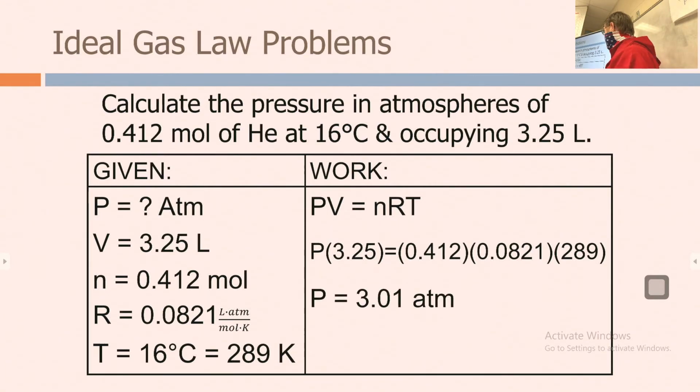All right, plug it in, and we get 3.01 atmospheres. How do I know it's ATM? Because it's looking for it, and the fact that it was looking for it means I needed to use that R value that had atmospheres in it.